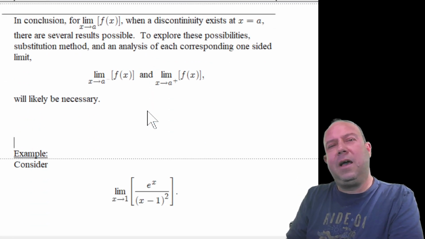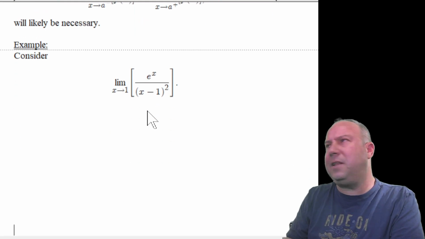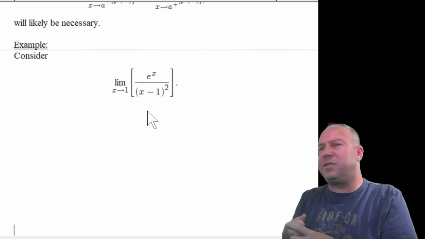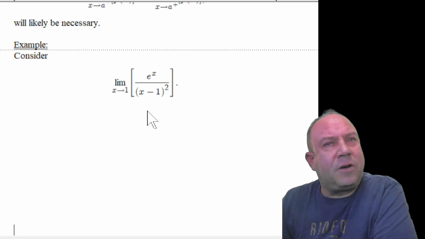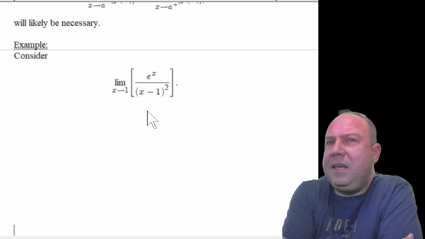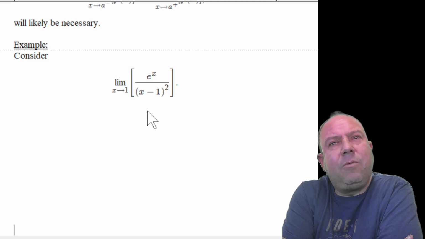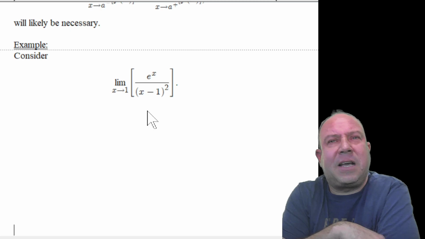All right. Here's one more example. Consider this through a slightly different rational expression. Here I incorporated the natural exponential function, e to the x. Here I have e to the x over (x minus 1) quantity squared, and I'm interested in the limit as x approaches 1.